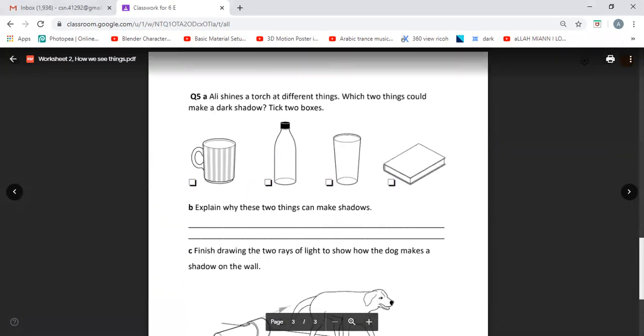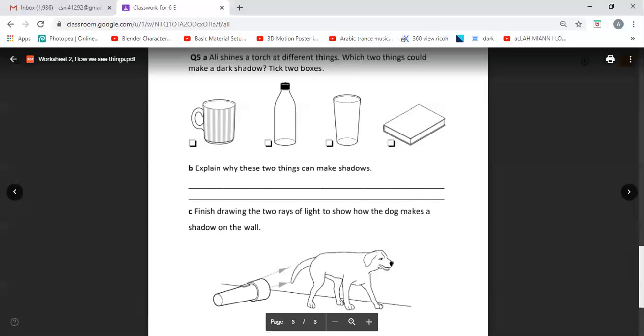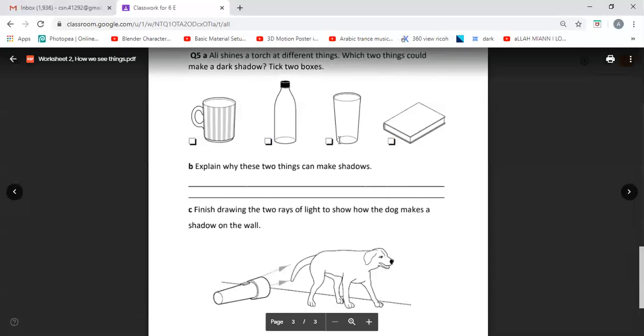Okay, now Ali shines a torch at different angles. Which two things could make a dark shadow? Tick two boxes. We know that opaque objects are going to make a darker shadow. So this is something very easy, something that you have already done. So this one is going to make a darker shadow. This is transparent. This is also transparent. So they're going to make either no shadow, or maybe less shadow. So this one is going to make a darker shadow.